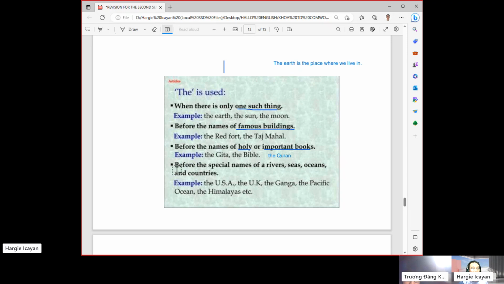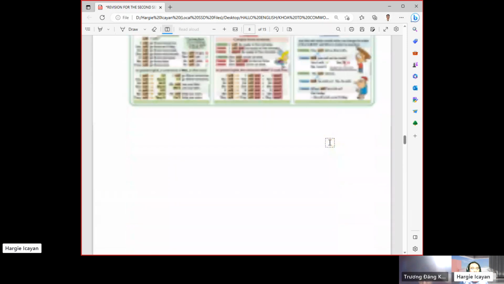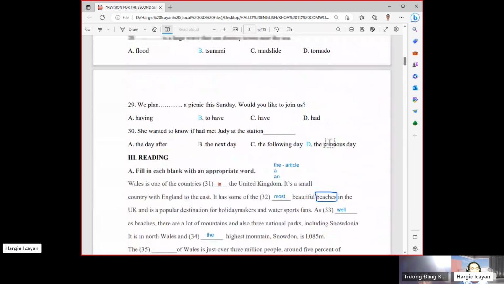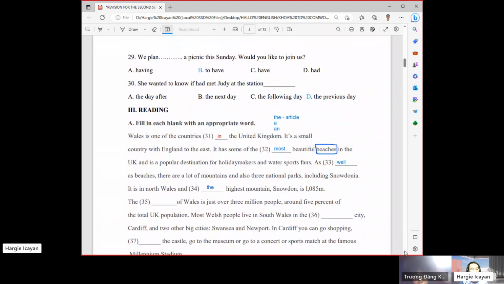Next, we use the before the special names of rivers, seas, oceans, and countries. For example, the USA, the UK, and then the Ganga, the Pacific Ocean, the Himalayas, etc. So that's the use of the. Remember this one. Now, moving on. Do you have questions with that? No more.